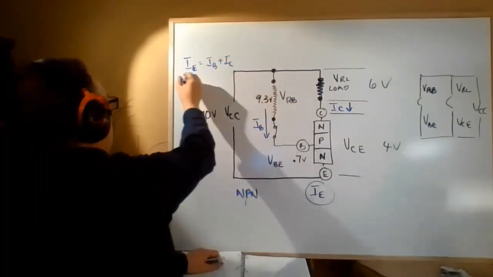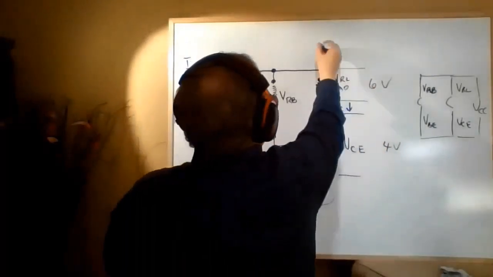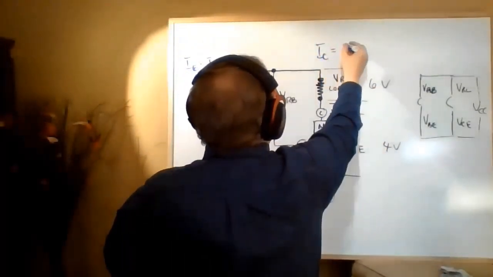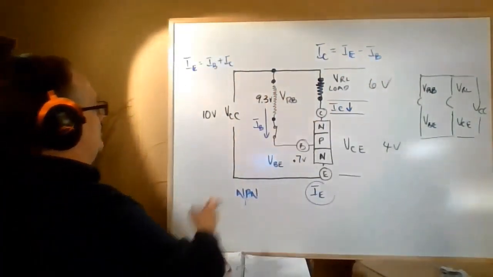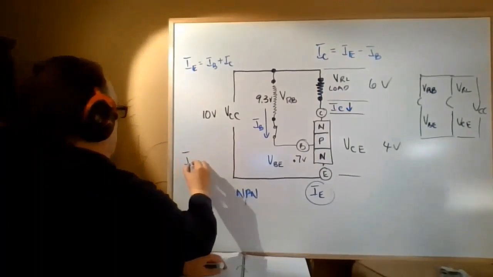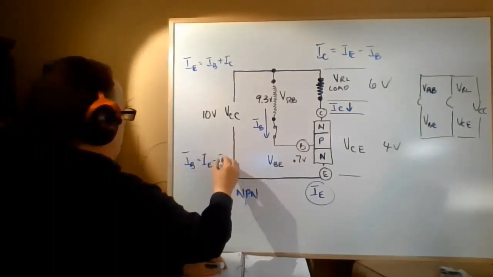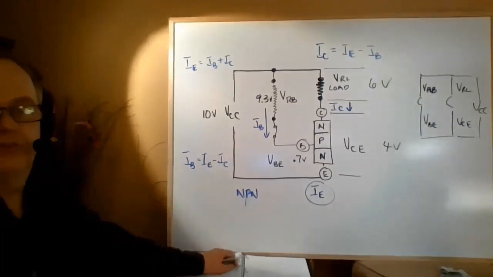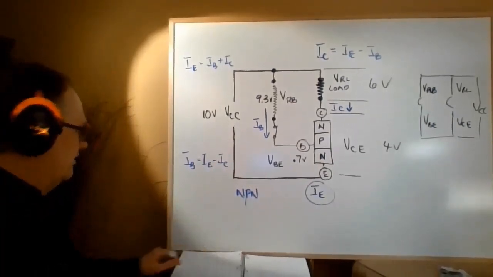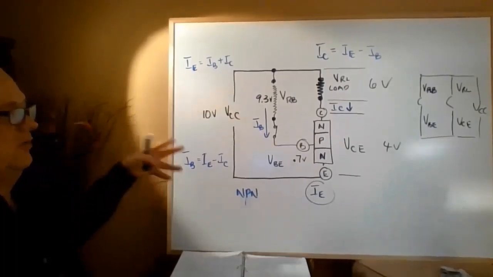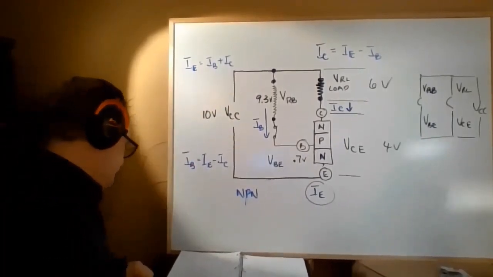Now what about the collector? Well, I of C is equal to I of E minus I of B. And what about our base current? Well, we can say I of B is actually equal to I of E minus I of C. And so you can always work it out that way using Kirchhoff's current law. So those are the three current relationships that we should be aware of.